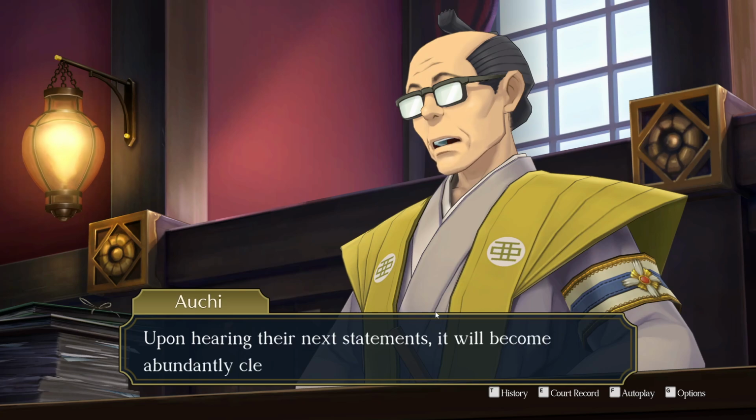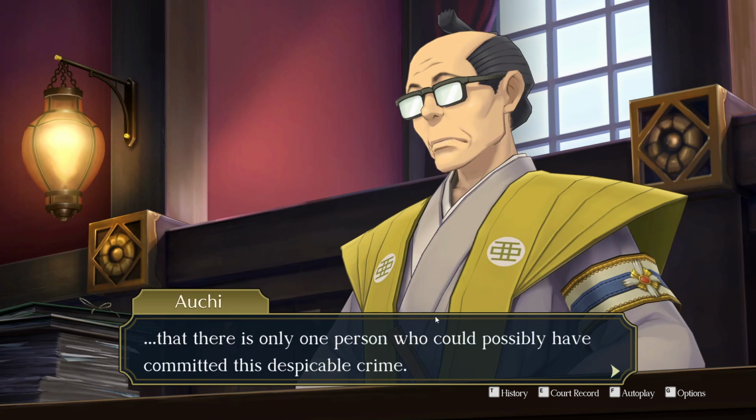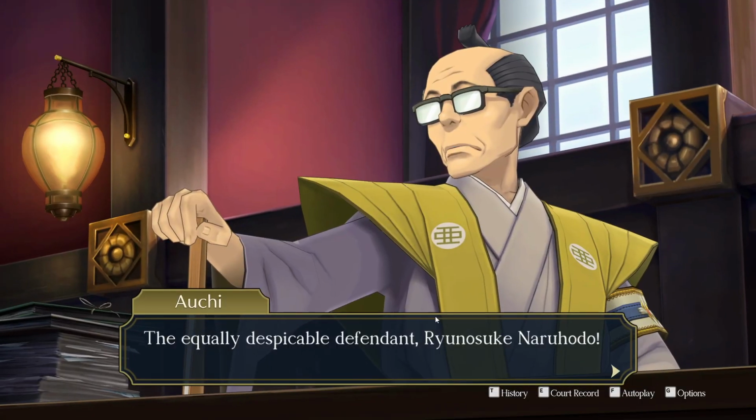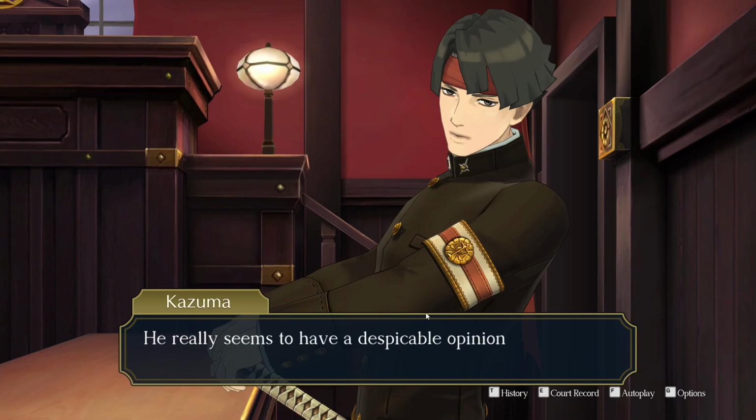Upon hearing their next statements, it will become abundantly clear that there is only one person who could have possibly committed this despicable crime. The equally despicable defendant, Ryunosuke Naruhodo. What? He really seems to have a despicable opinion of you, doesn't he?